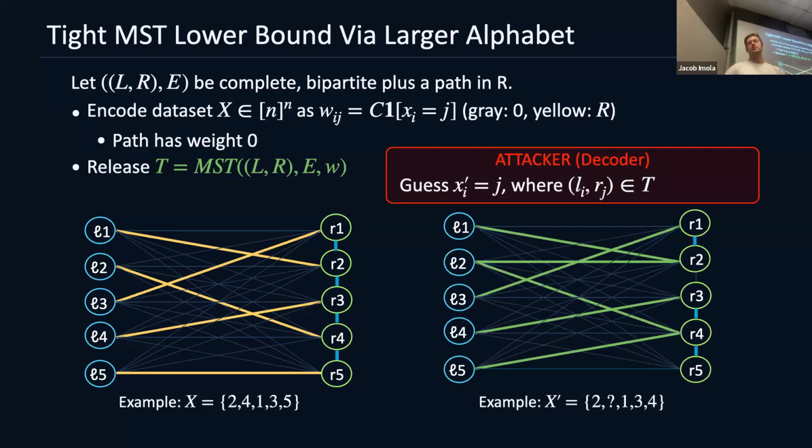So what does the decoder do? The decoder receives a minimum spanning tree. What we know for sure is that every vertex on the left has at least one edge on the right. If it has exactly one edge on the right, we guess whatever vertex it got mapped to on the right. If it has more than one edge, we'll just have a question mark. So in this example, the second L2 gets mapped to 2 things on the right, and we're just going to have a question mark. We're going to say, I don't know.